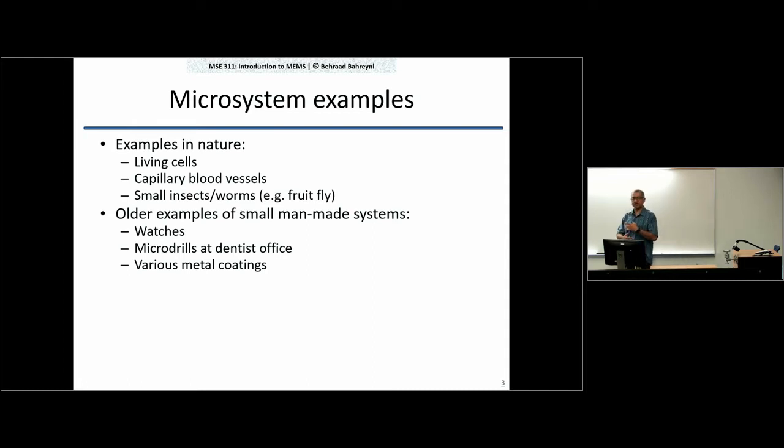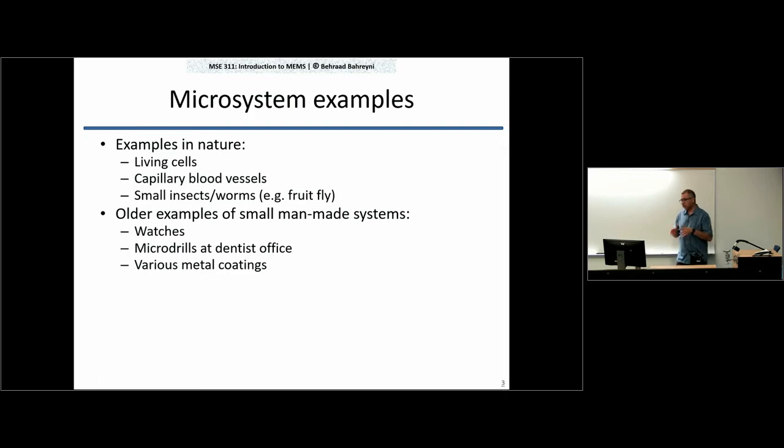Among man-made devices, there are plenty of examples of microsystems from the past, right? If you look at wristwatches made, let's say, 100 or 200 years ago, they have components finer than 1 millimeter. The resolutions are finer than 1 millimeter, and the accuracy or precision in fabricating them is actually much beyond that. Microdrills have blades that are that small, and there are various metal coatings. We have been coating metal for centuries now. And these coatings are usually only a few microns thick, right?